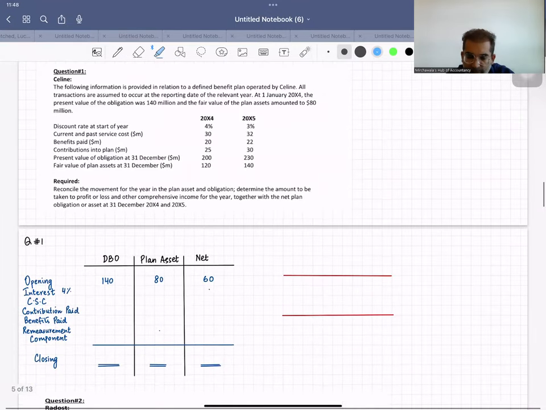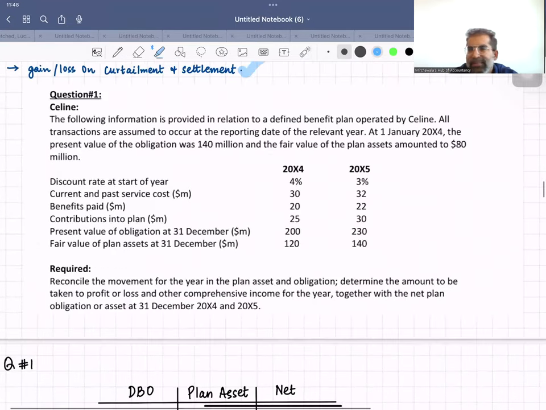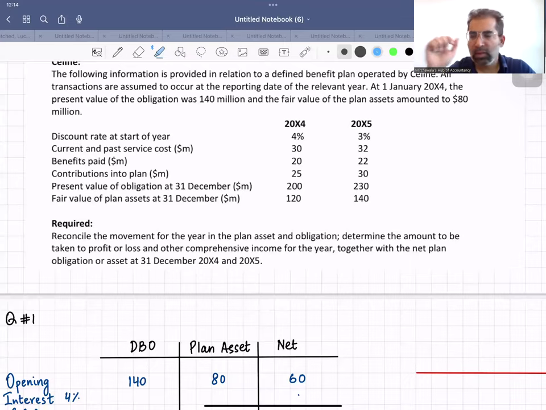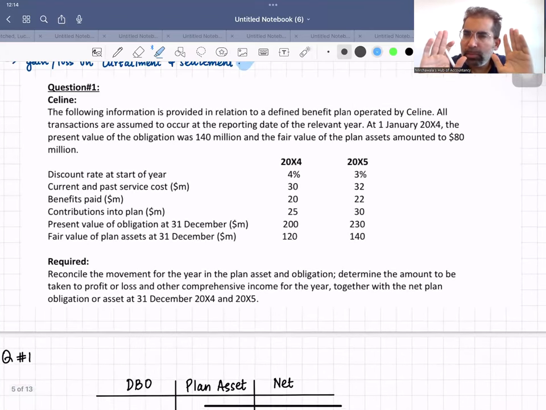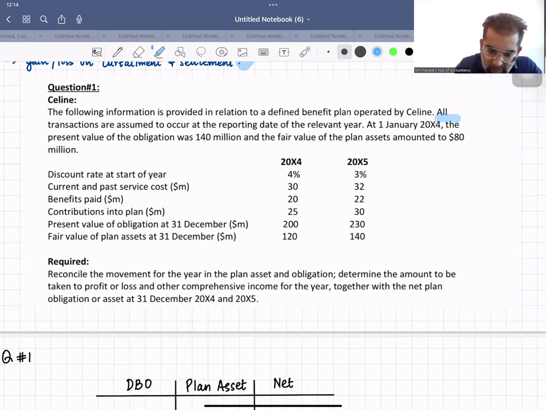Now we will be doing our first question of today's class. Easy question, it's not difficult. We have to do this question in a very organized way. It contains two years. The following information is in relation to a defined benefit plan operated by Celine. Very important information: all transactions are assumed to occur at the reporting date of the relevant year.